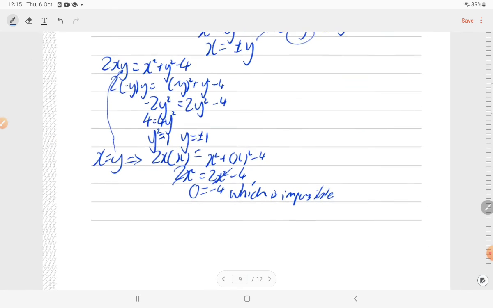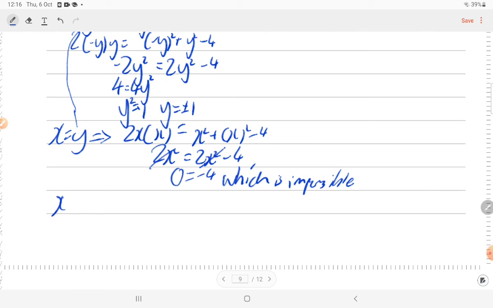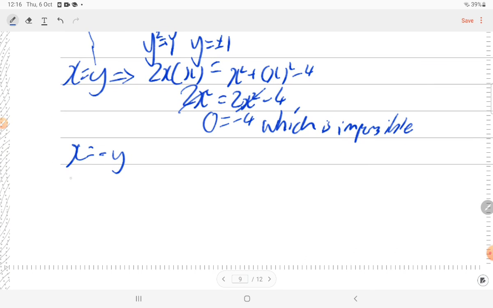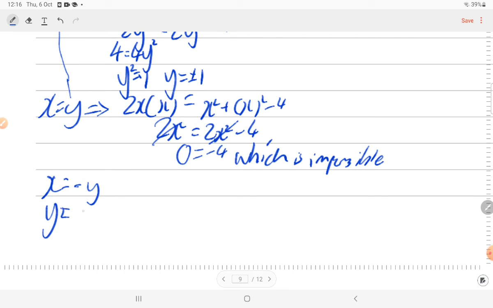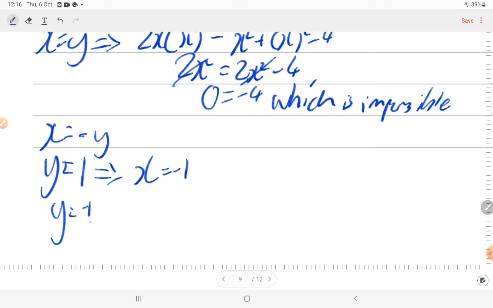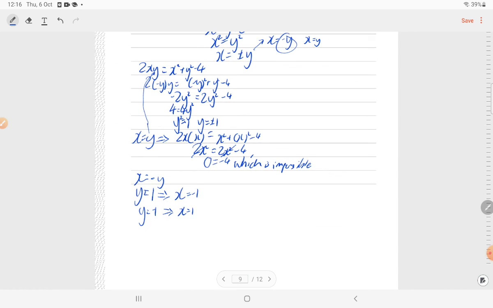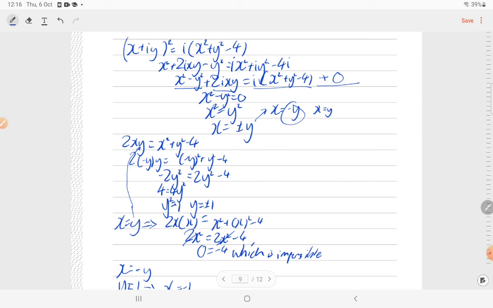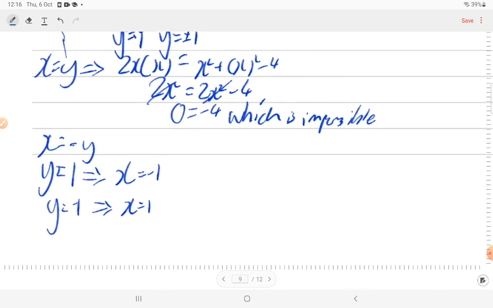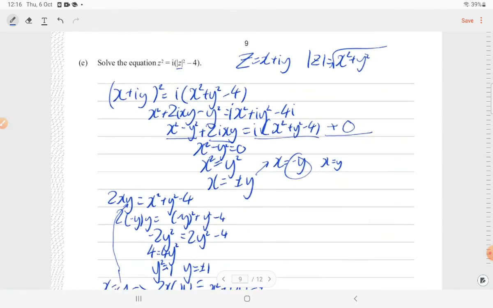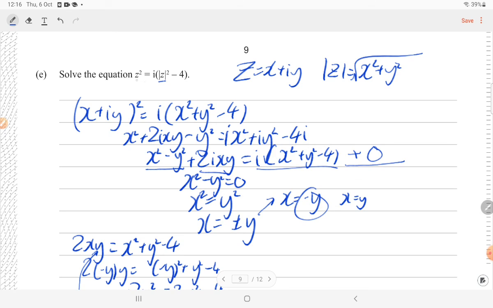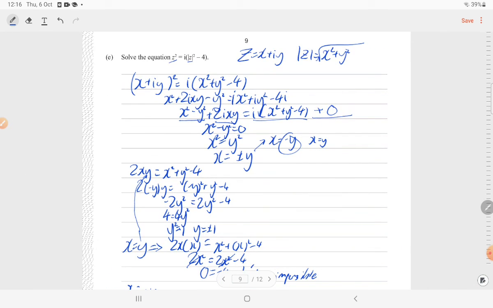So we know that x equals negative y, and so when y equals plus minus 1, so when y equals 1, then x equals negative 1, and when y equals negative 1, then x equals 1. Yeah, so this is a bit unclear, but from what I interpret, I'm guessing that they're asking for the answer in terms of z. That is what I'm guessing.